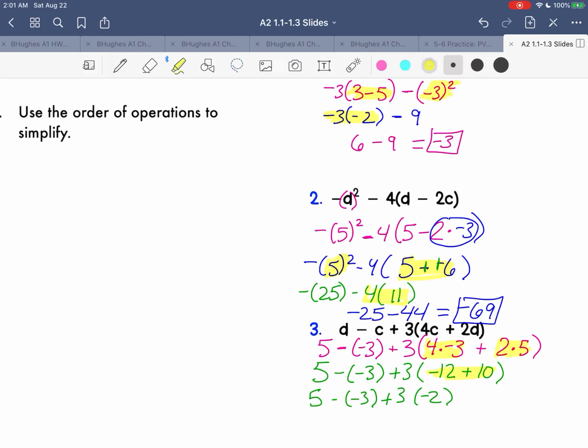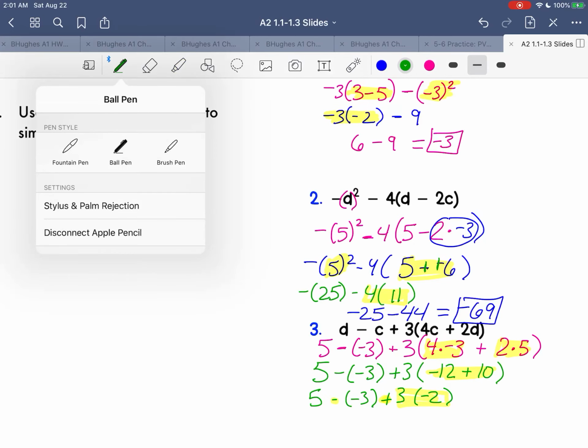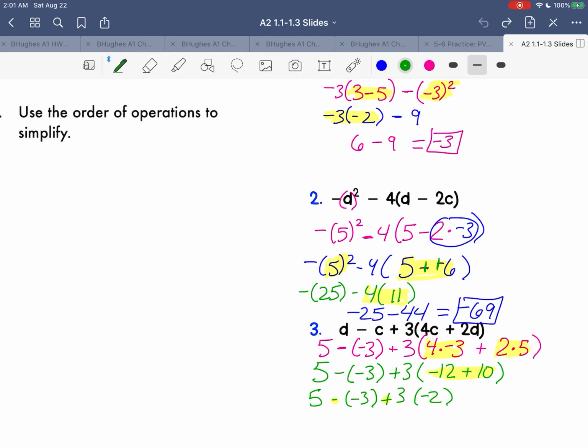All right, and then I need to recognize what's left. Well, I have subtraction, addition, and multiplication. Multiplication comes before the subtraction and addition. So I am going to do this first. That's going to give me 5 minus negative 3 plus negative 6.